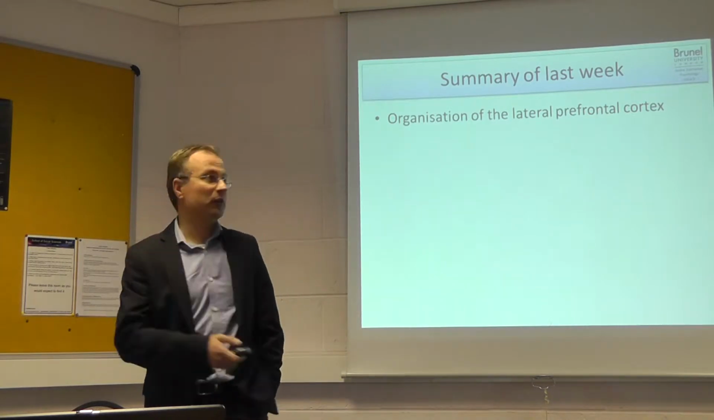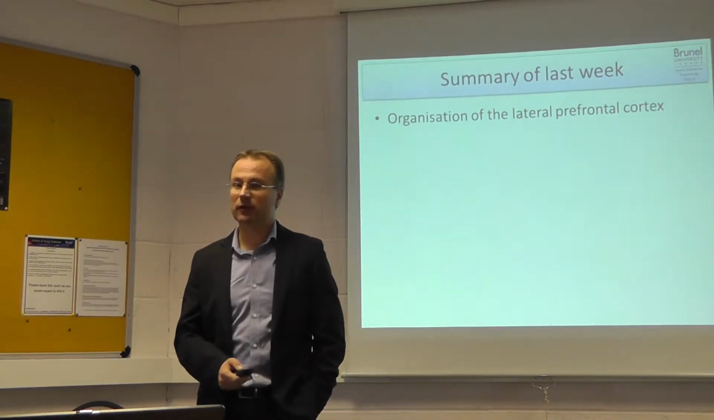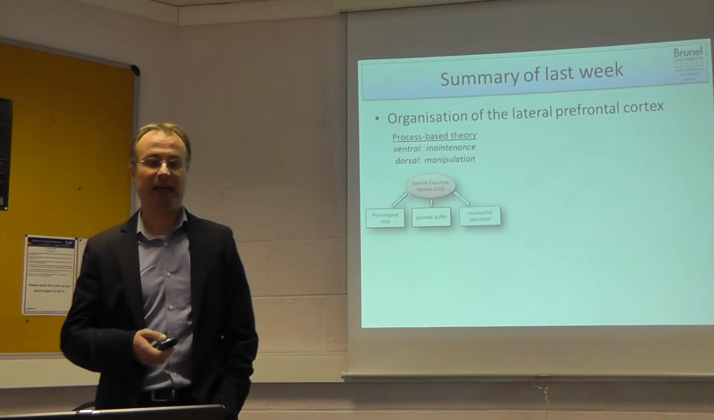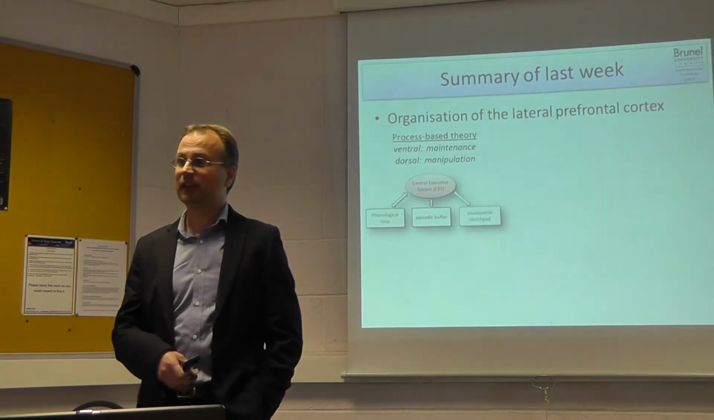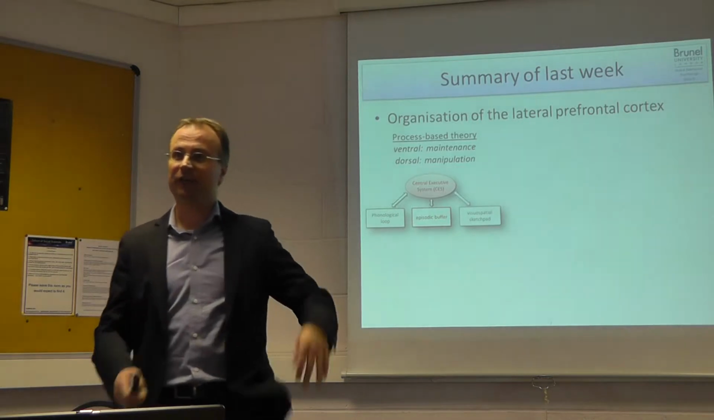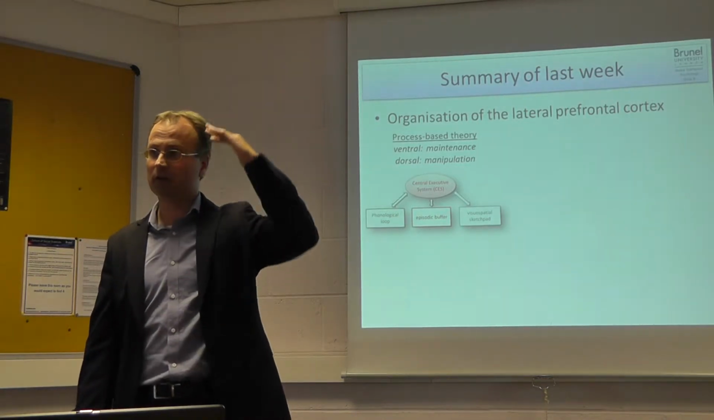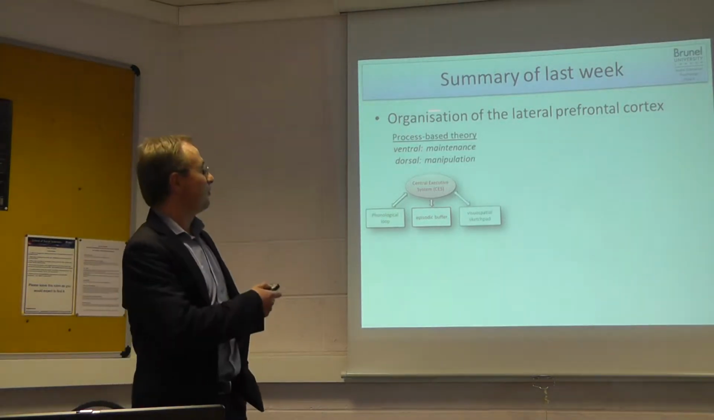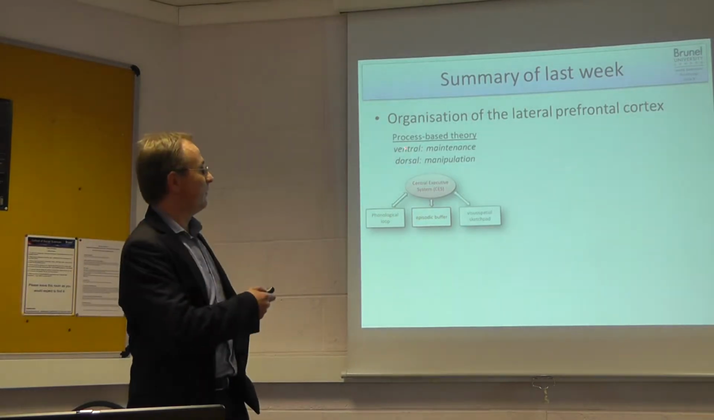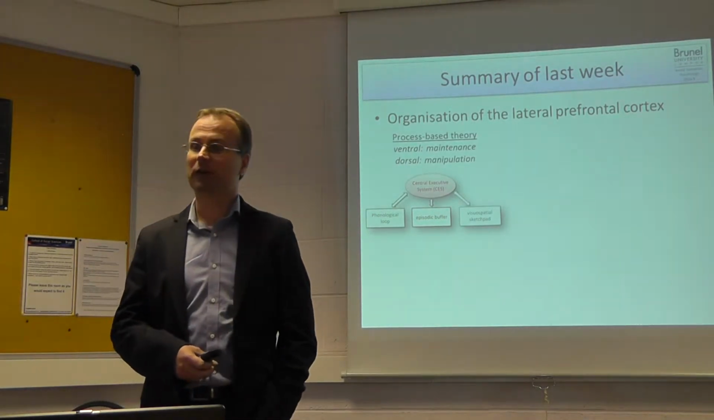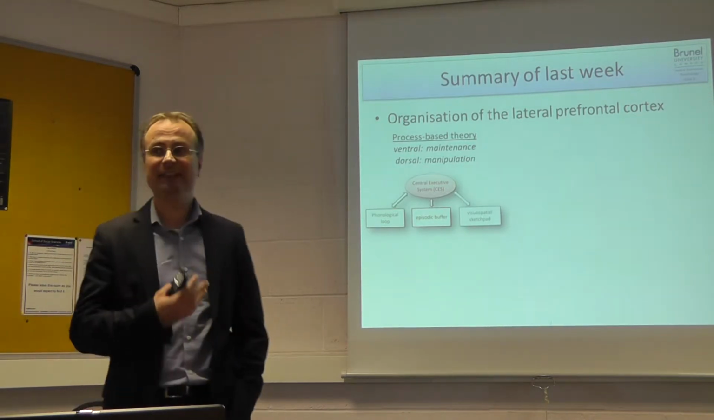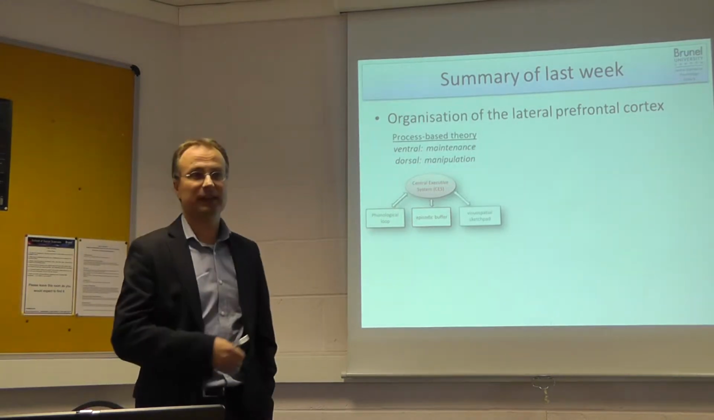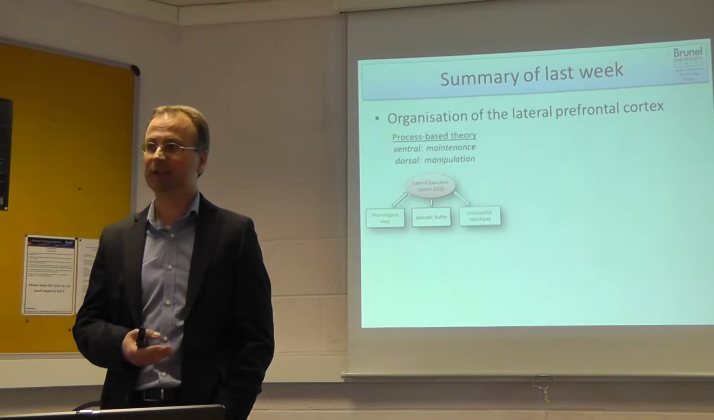One important thing we spoke about is the organization of the lateral prefrontal cortex. Is it one uniform area, or are there subdistinctions? We had first the process-based theory, which said we can subdivide the lateral prefrontal cortex into a ventral or lower part, and a dorsal, superior or upper part. The process-based theory says that the ventrolateral prefrontal cortex is mainly associated with the maintenance of memory information, while the dorsal part is associated mainly with the manipulation of information.